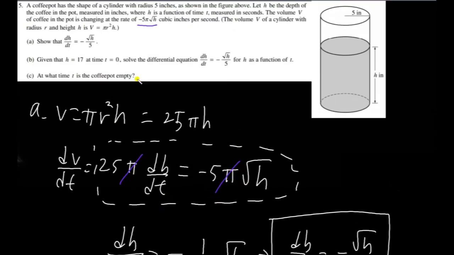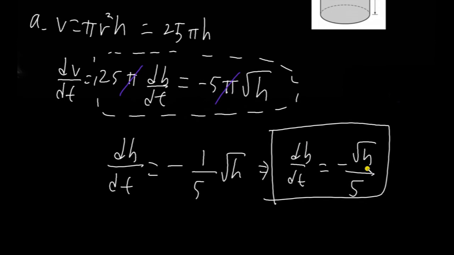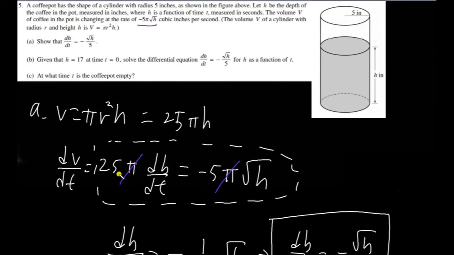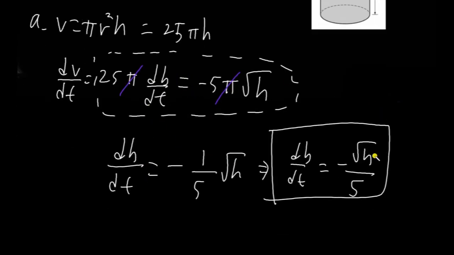Isn't that what they showed us in the beginning? Yeah, dH dt is negative square root of h over 5. So, ta-da, we've shown it. We're done. Okay, so let's see. So in terms of points, this is a 3-point question. 1 point for taking the derivative of the volume equation. Another point for recognizing the similarity between that and the equation they gave us in the problem. And then the 3rd point would come from doing all the stuff and solving for dH dt.